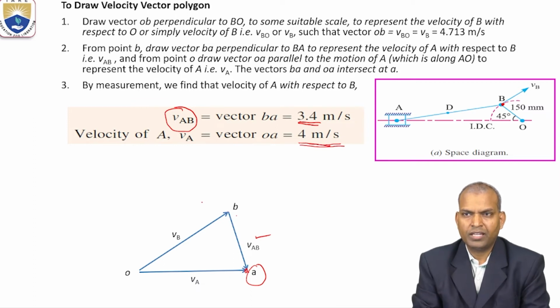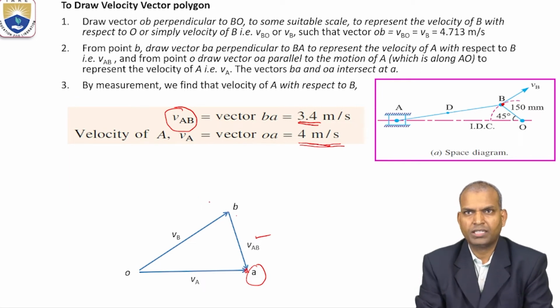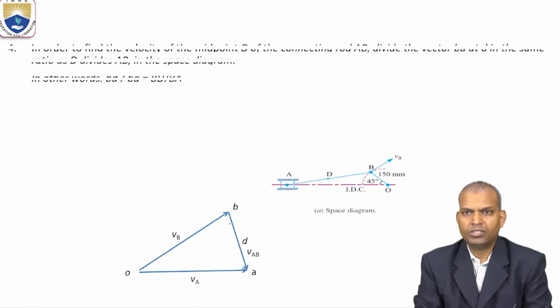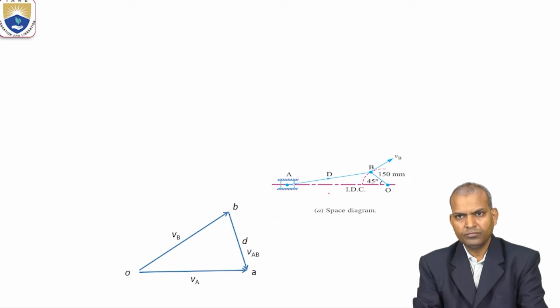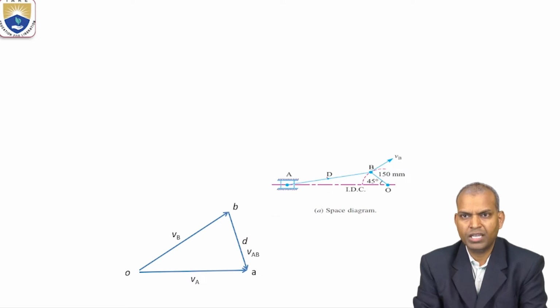So these are the values of AB and A: 3.4 meters per second and 4 meters per second. Okay, that is the velocity diagram. Now we have to find out one more important thing: the velocity of the midpoint D. How do we get this midpoint D? Very important: we need the velocity of D with respect to O.